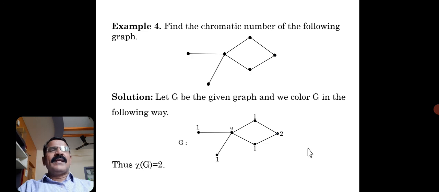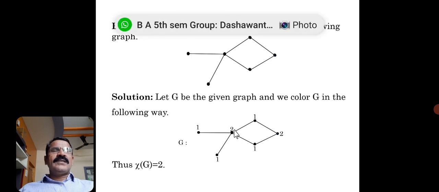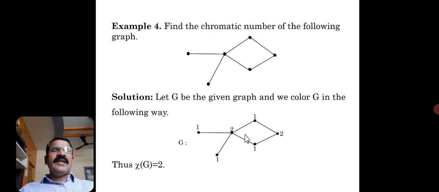So consider one more example, that is the fourth example. Find the chromatic number of the following graph. So this is the graph. Again start with this vertex by assigning the color 1. If you consider this vertex which is adjacent with the previous vertex colored by 1, you have to assign the color 2. So this is how we have colored with 1 as well as 2. If you consider this vertex which is adjacent with the vertex colored by 2, you cannot assign the color 2, but you can assign the color 1 because these two are non-adjacent.